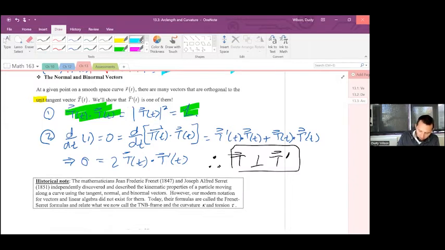Just like we set up here. T prime is orthogonal. T prime is orthogonal to t.